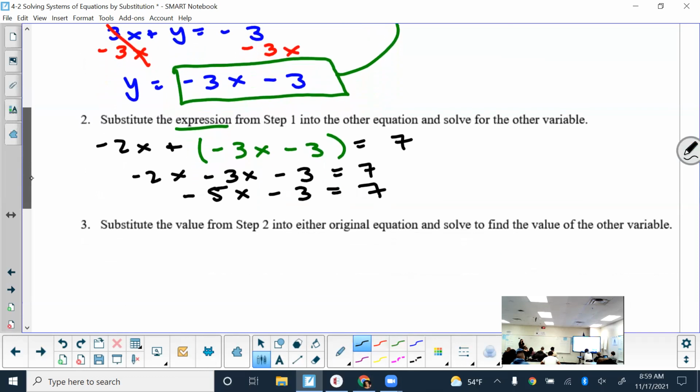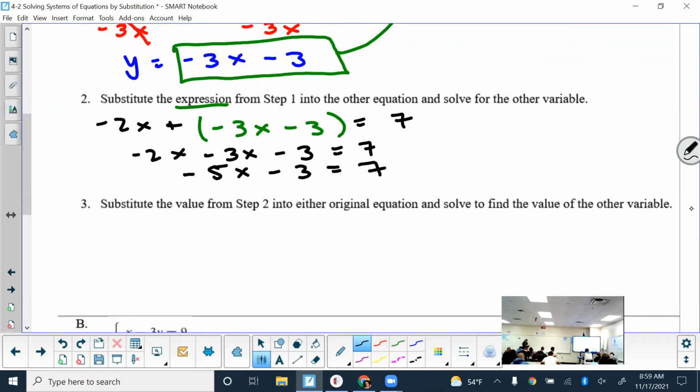How do you get x by itself? Good, so add 3 to each side. On the left side, I have negative 5x. On the right, what do I have? 10. And then get x by itself. Opposite of multiplying negative 5 is, good, divide by negative 5. Do that on each side.